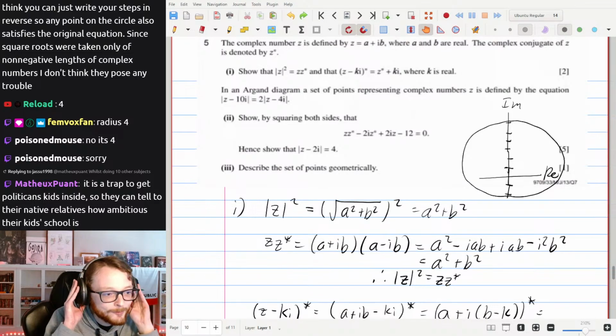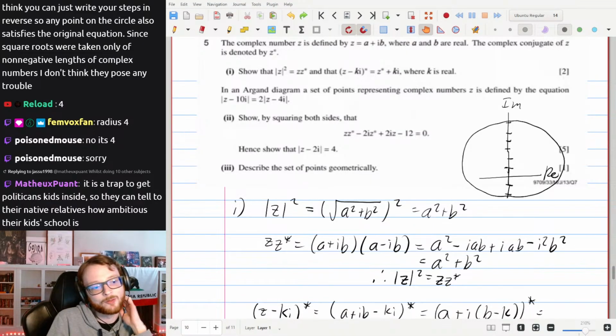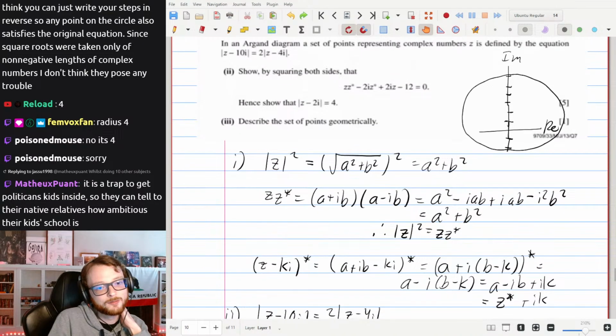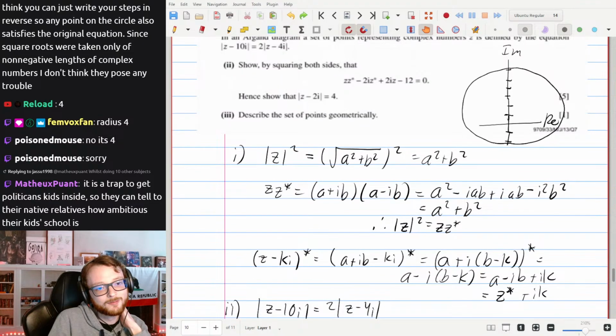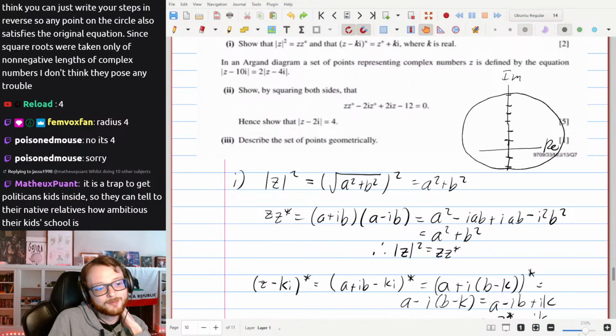Our steps seemed reversible. Write your steps in reverse and the point on the circle also satisfies the original equation. Square root is taken only of non-negative. Oh, Lubert. Okay. Yeah, I guess it's the squaring that I was really concerned about there. But yeah, you make a good point. Huh. Okay, so I think to the person who asked the question, that's just the answer right there. It's a circle of radius 4 centered at 2i for the last part.